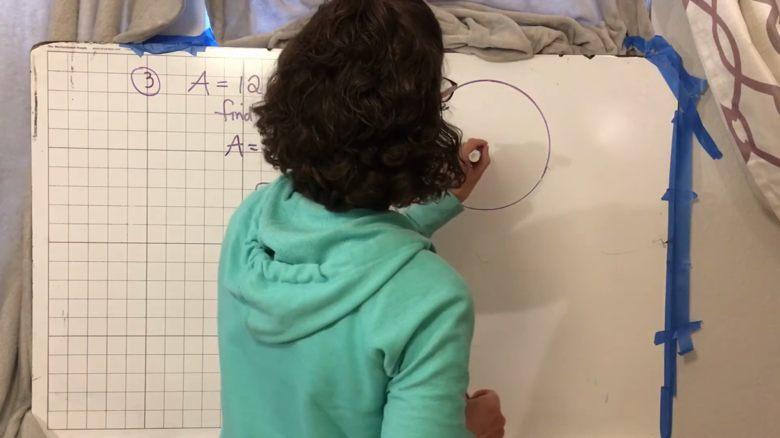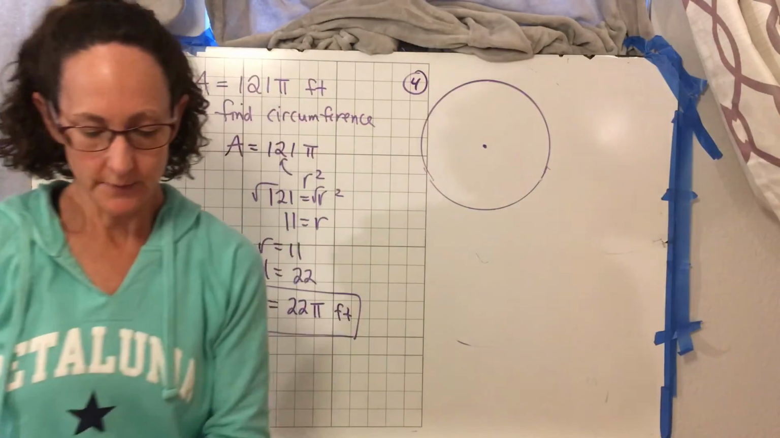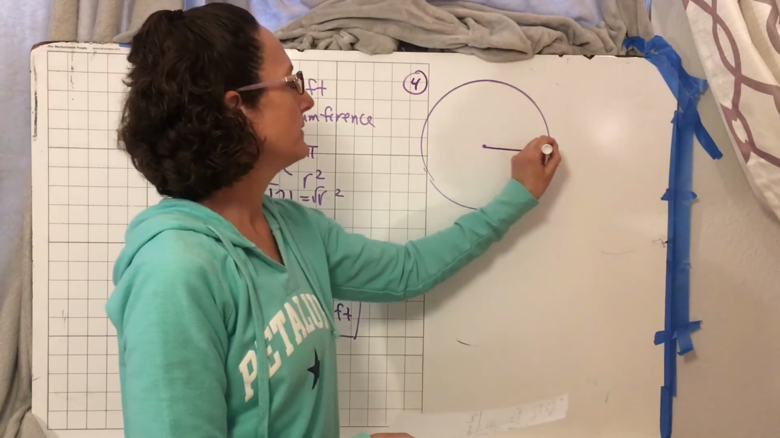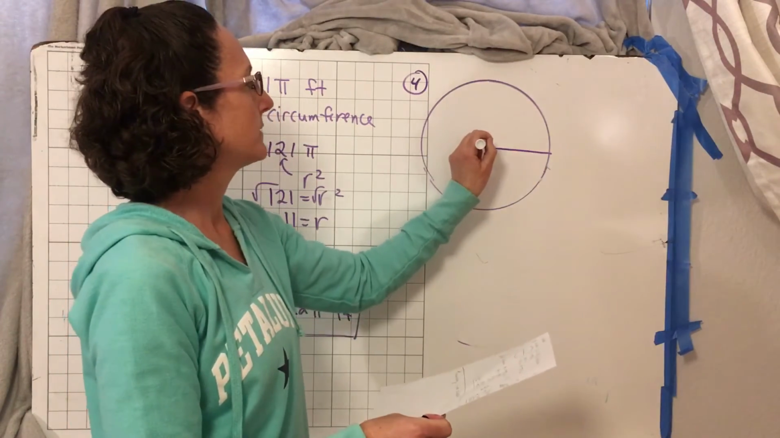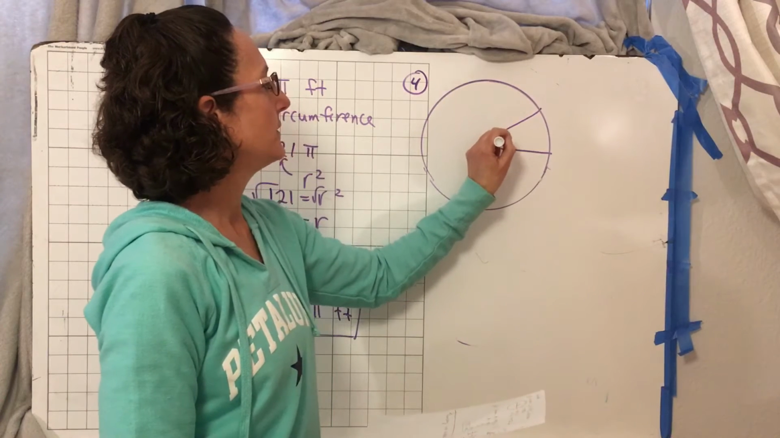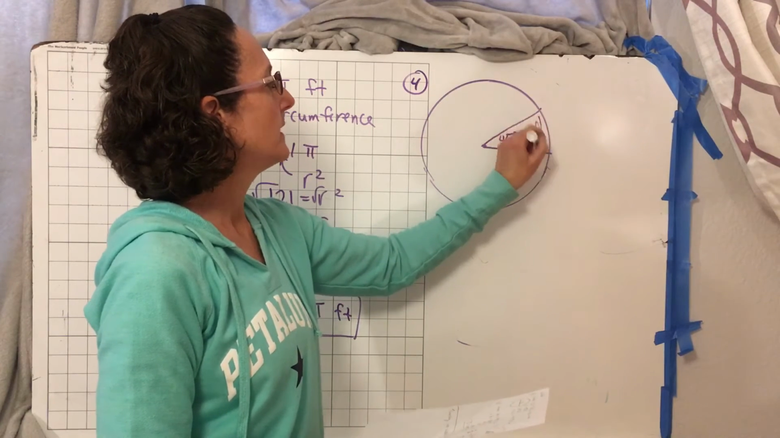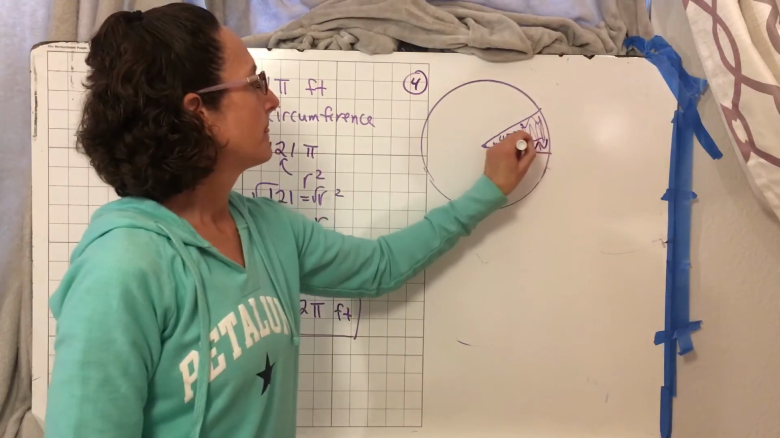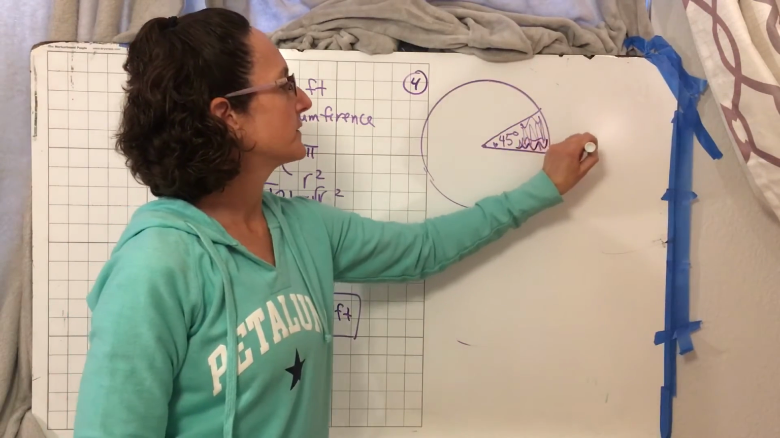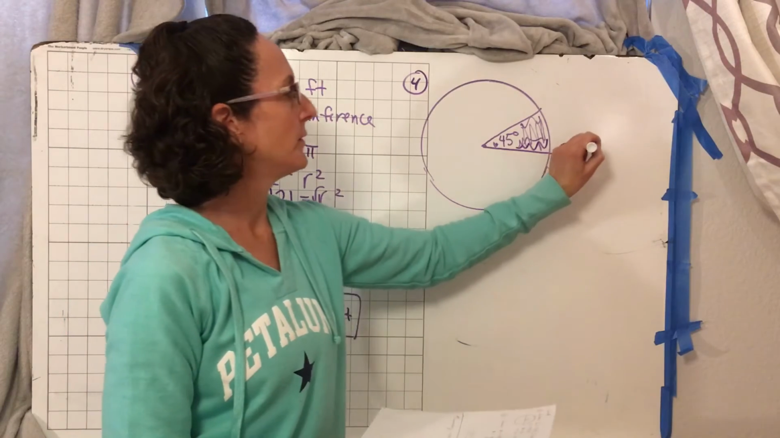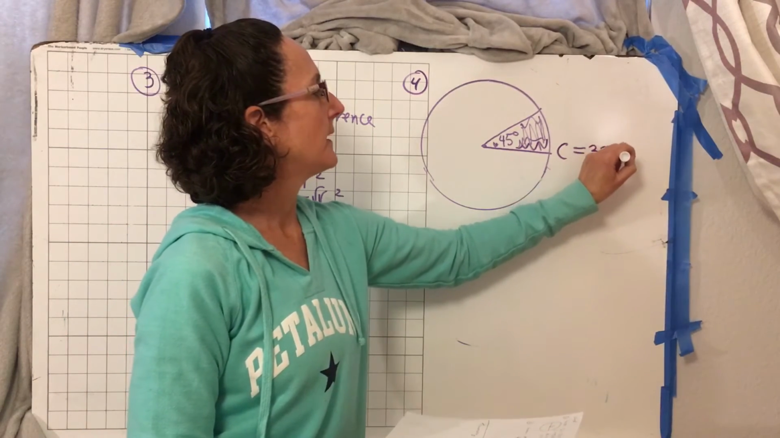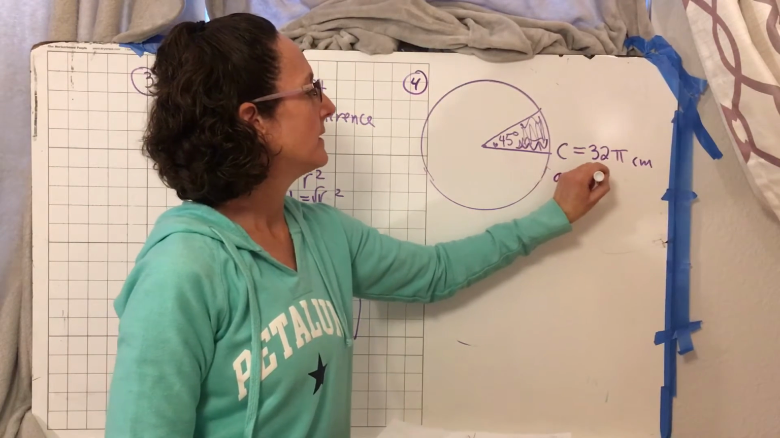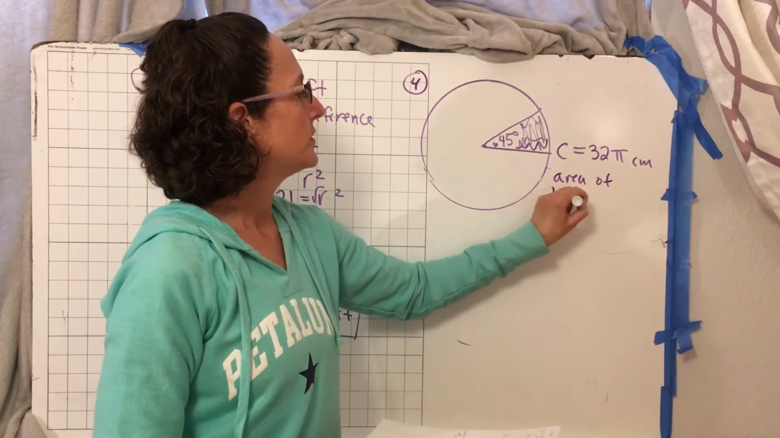Okay, so there's my circle. I want you guys to draw a circle and then go straight over like this and straight up like this. And I want you guys to label that 45 degrees and then kind of lightly shade that so you can still see the 45. I'm going to tell you that the circumference of the whole circle is 32 pi centimeters. And I want the area of the shaded region.